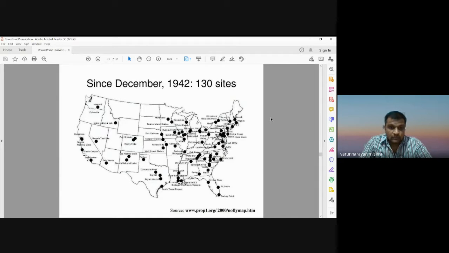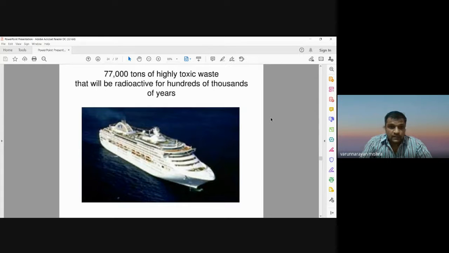For example, if you want to make a decision in the case of a nuclear power plant, there is a case study done over the United States in 1942, based on a database of 130 nuclear sites over the entire United States. You can have information about the location, and this decision support system can also work on the cleaning of toxic waste that will be radioactive for hundreds of thousands of years, which can be very harmful to sea life and the oceans.